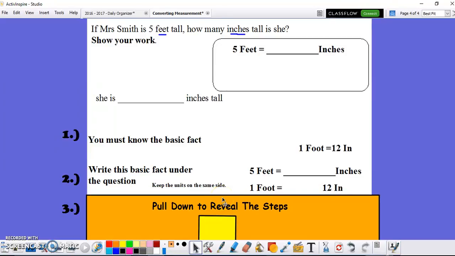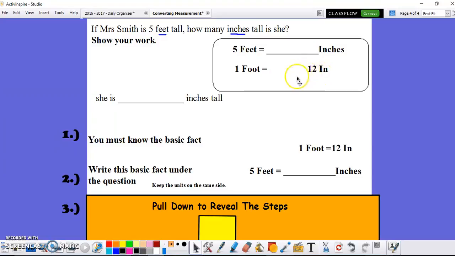Write the basic fact directly underneath the question so you can see it lined up here. My feet are underneath feet, and my inches are underneath inches. So if I were to take my basic fact and place it directly under the main question, I've got to make sure I keep the same units on the same side. That's going to help me in a couple of different ways. First of all, I now know that the basic fact is 1 foot equals 12 inches.